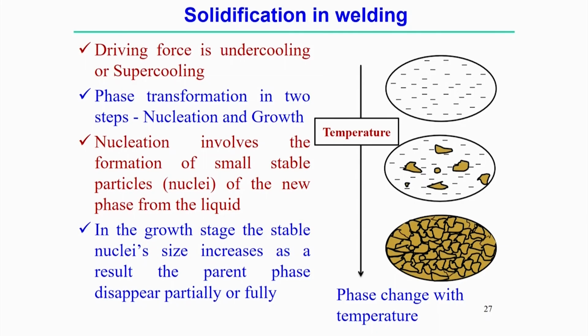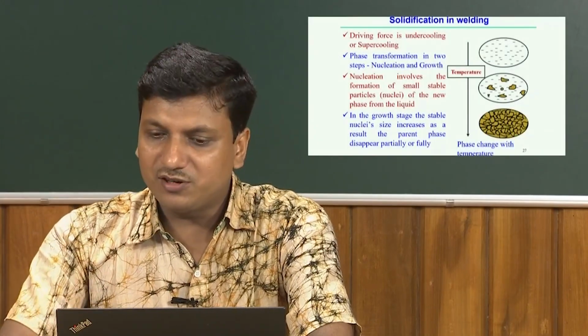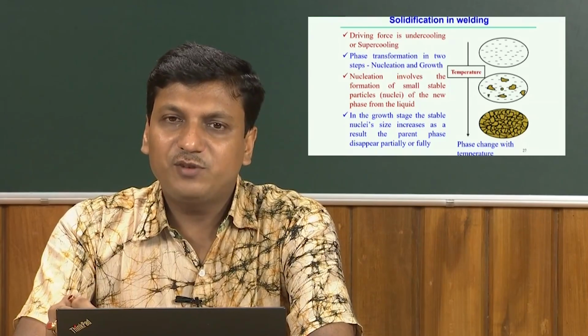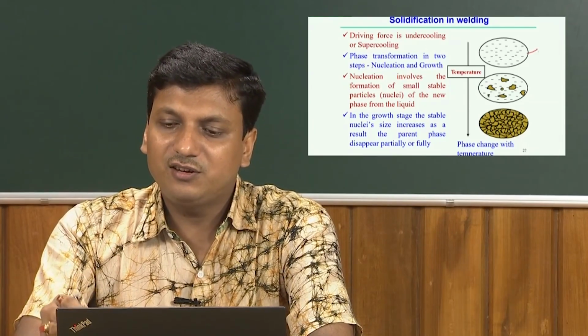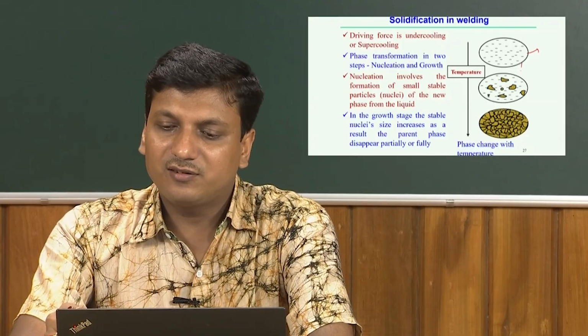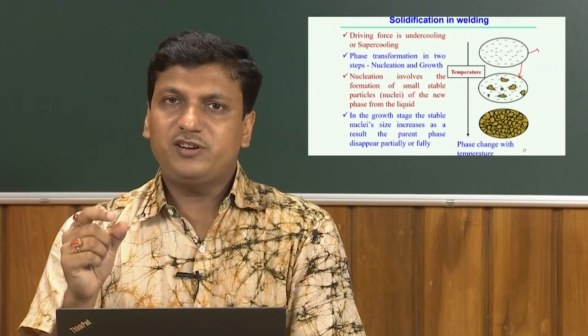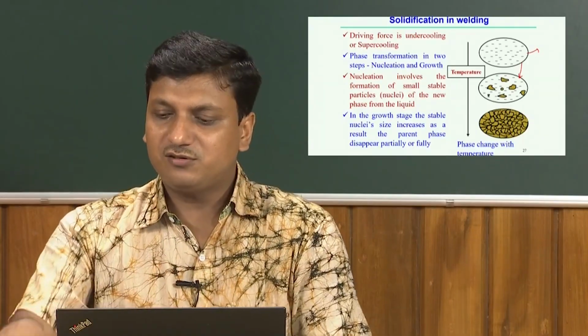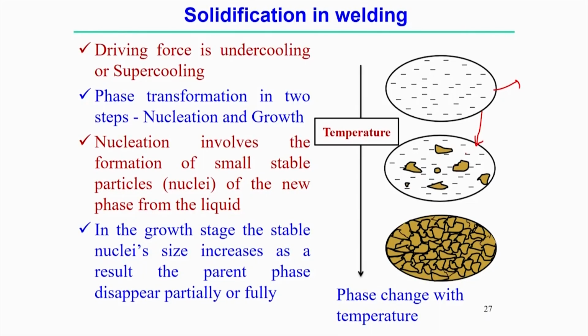growth. Nucleation basically involves the formation of small stable particles, called nuclei, of the new phase from the liquid. If we look at the picture, suppose this is the liquid metal. When this liquid metal comes from the superheat temperature to the liquidus temperature, there is a start of the formation of small nuclei, small particles, and those particles and the liquid metal coexist.